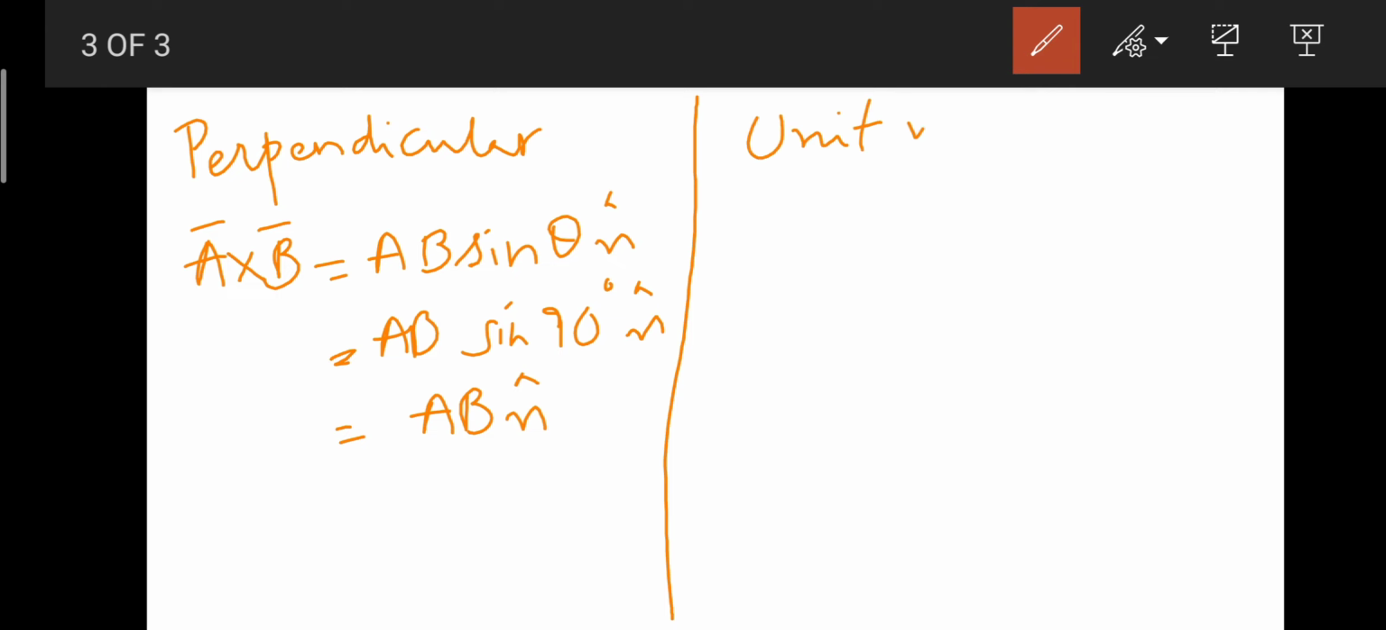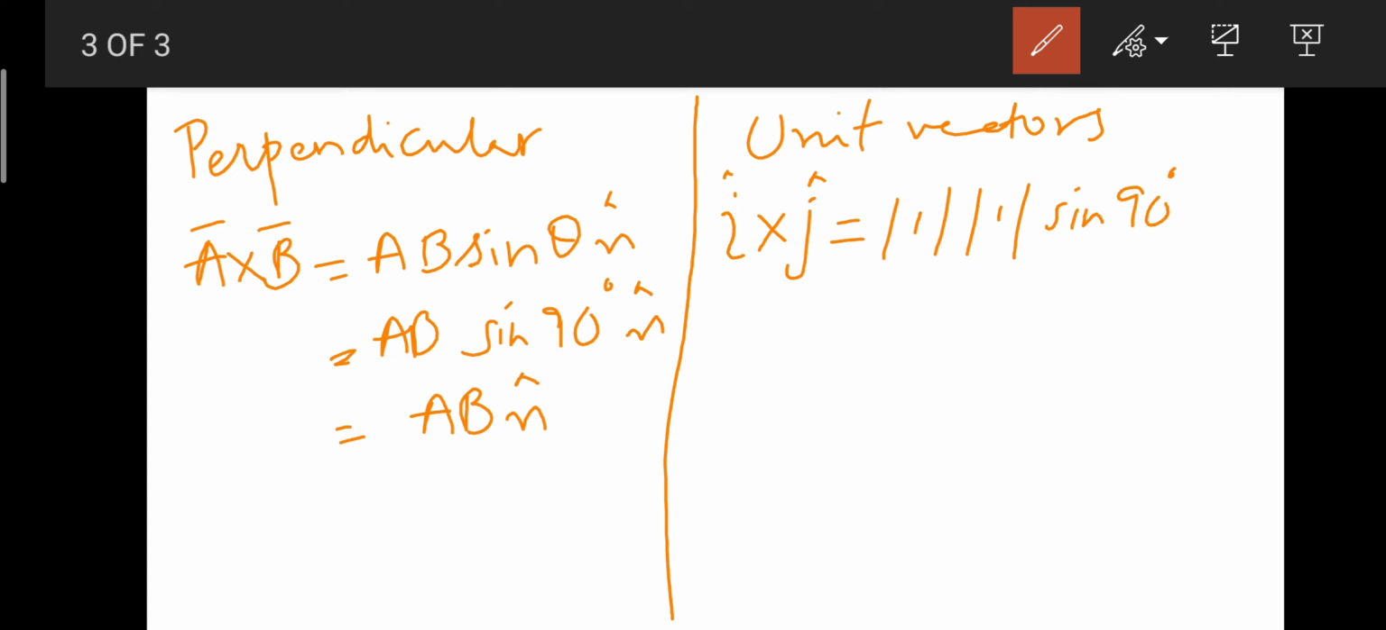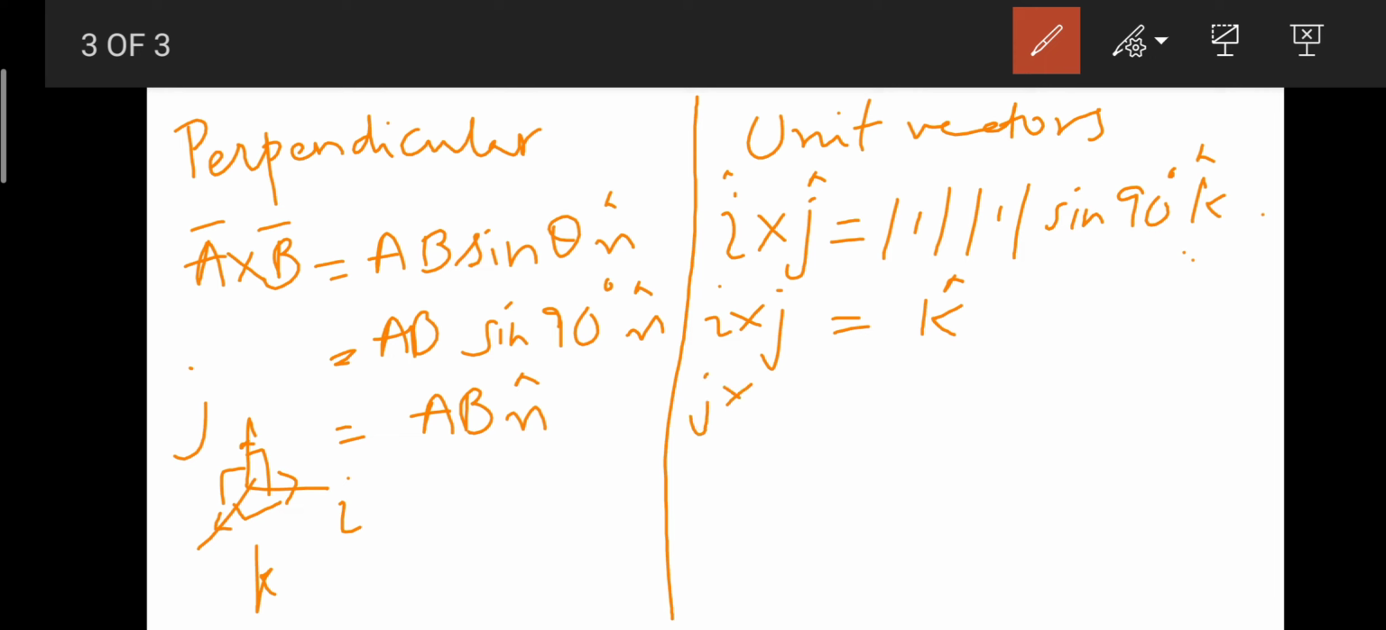Now if it comes towards the unit vectors, we have i cross j or j cross k or something like that. For i cross j, it is equal to the magnitude of i, which is 1, the magnitude of j, which is 1, and sine of 90 degrees. Since this is i, this is j, and this is k, all have an angle of 90 degrees with each other. So the answer in this case would come out to be k unit vector, which is going to be the third vector, basically the resultant as well. Sine 90 is equal to 1, so overall we get k unit vector. So i cross j is equal to k. Similarly, j cross k is equal to i, and k cross i is equal to j.